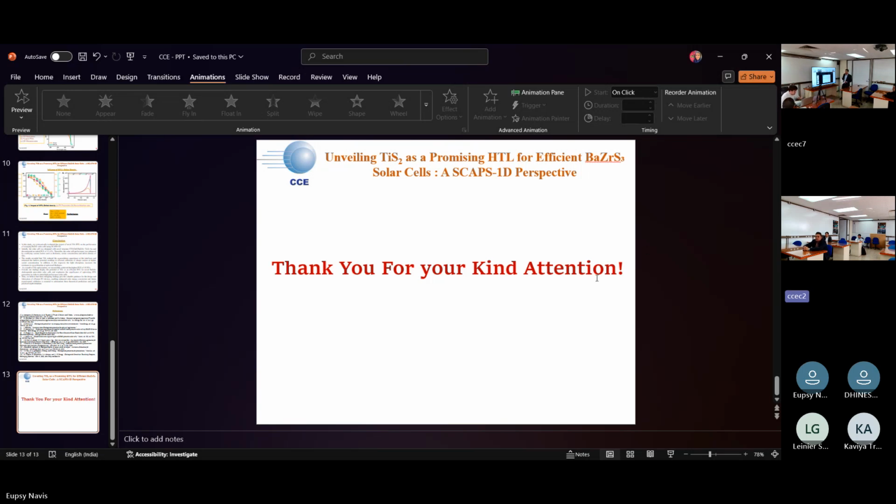Okay, I have a question. I know that SCAPS 1D is a one-dimensional simulation tool for photovoltaic devices. What is the main reason this software was chosen over other similar programs?